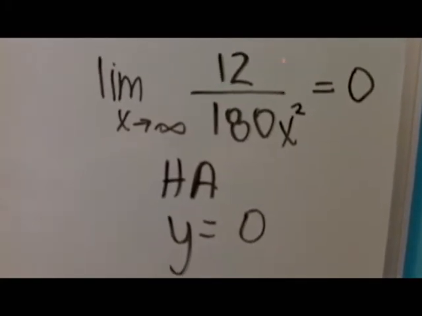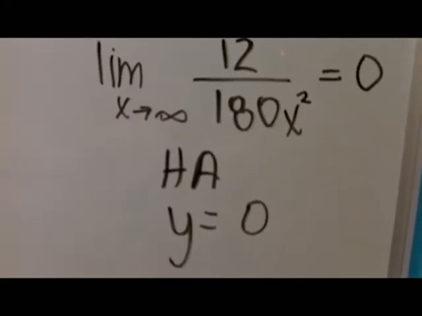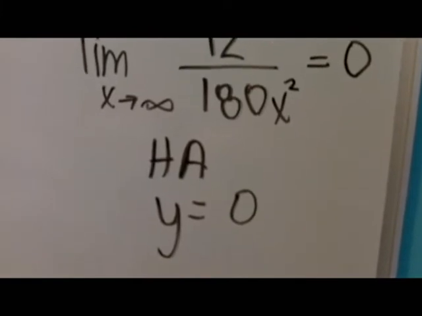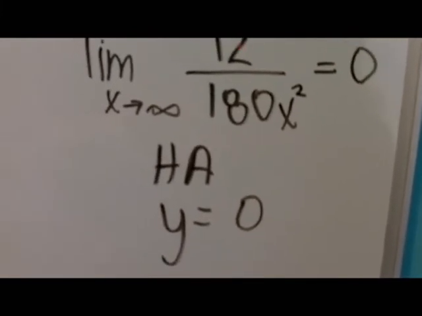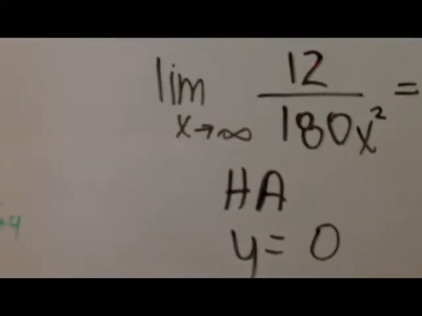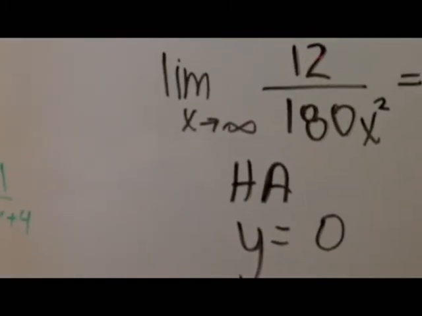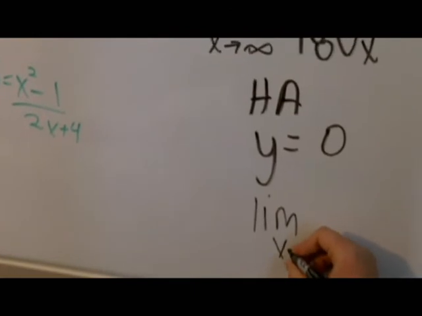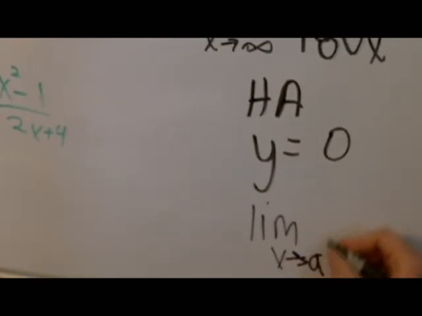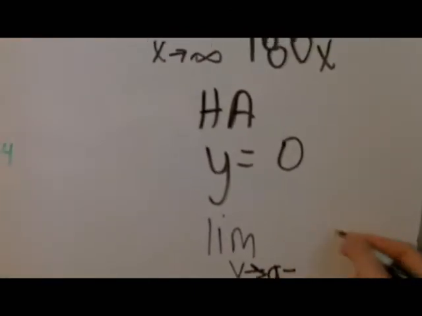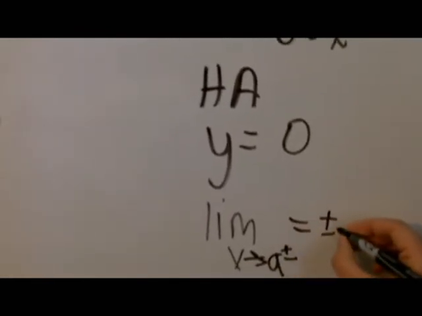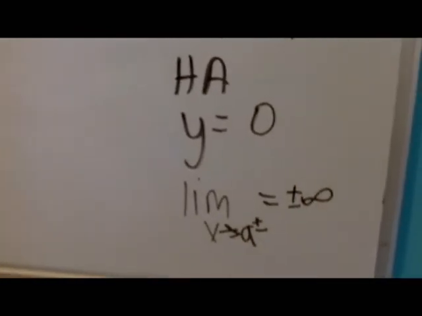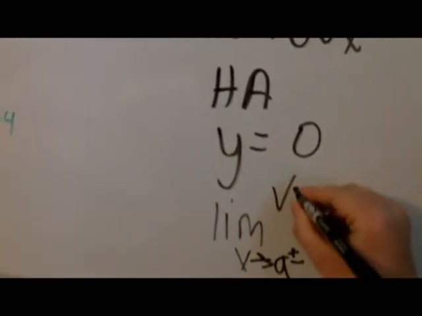So as you can see, you can use limits as they approach infinity to figure out what the horizontal asymptote is. You can also figure out what a vertical asymptote is by trying the limit as x approaches a from the left or from the right is equal to positive or negative infinity. And at that point, you'd have a vertical asymptote.